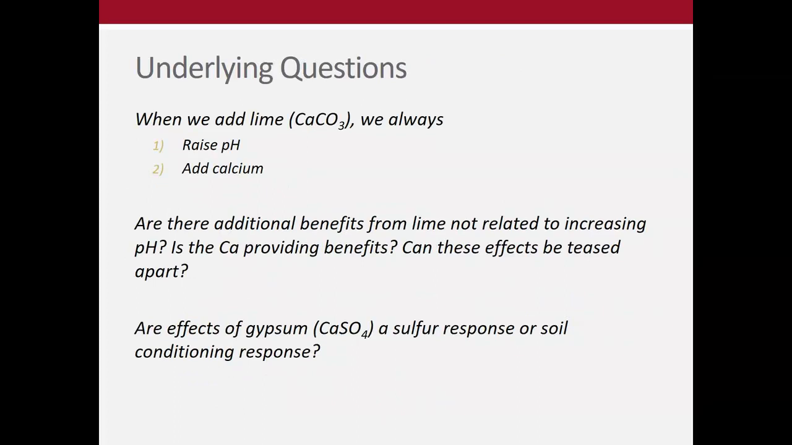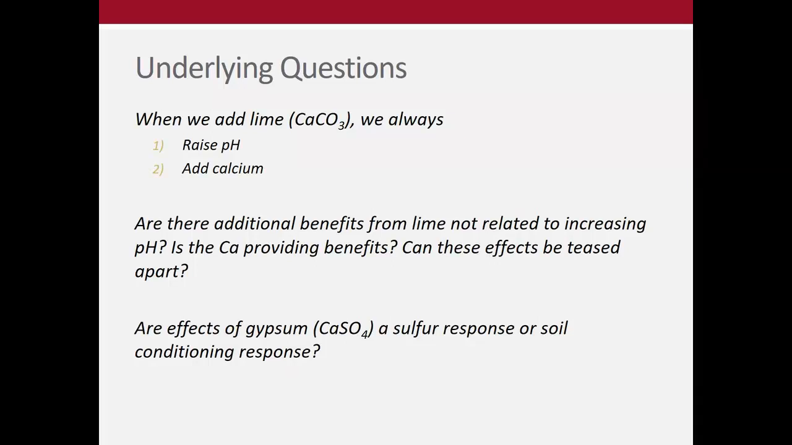Okay, so going back to this idea, when we add lime, two things always happen. We are adding calcium and we're raising the pH, right? So how many folks, lime is an important amendment in Ohio? If you agree with this question, please raise your hand. Lime is an important amendment in Ohio and we need to apply lime for good crop production, typically.